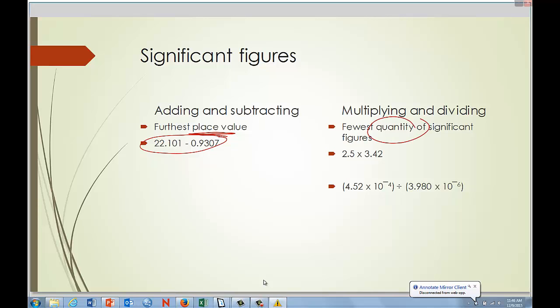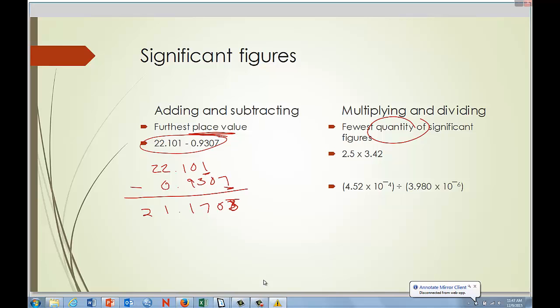So, adding and subtracting, you line it up just like you did in elementary school. And you subtract it out. This comes out to be 2,1,7,0,8,03. Now you want to look at your place value. This last 1 is the last significant figure for the first number. This 7 is the last significant figure for the second number. So I'm going to compare those two.